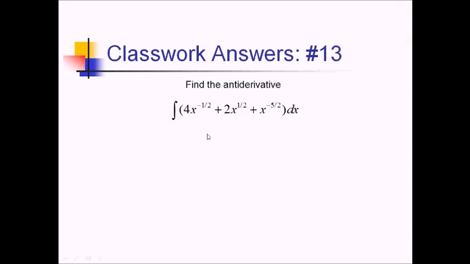For this problem, we're going to go term by term and use the reverse power rule. For the first one, this exponent bumps up to a positive 1/2. Multiplying by the reciprocal of that, by 2, we have 8x to the 1/2. For the next one, this exponent bumps up to 3/2, so we're multiplying by its reciprocal 2/3. That's going to be 4/3 x to the 3/2. And then over here, this bumps up to a negative 3/2. So we're multiplying by the reciprocal of negative 2/3, and we have x to the negative 3/2, and then a plus c.